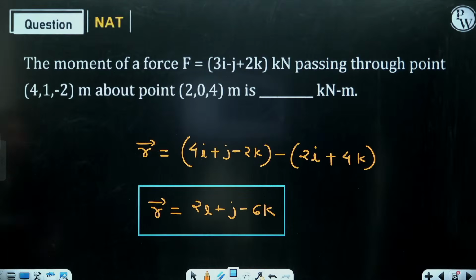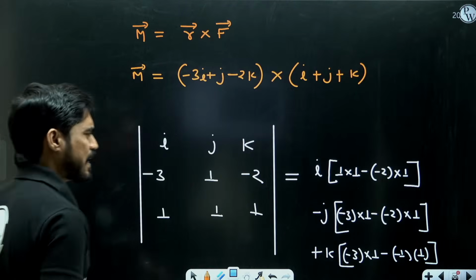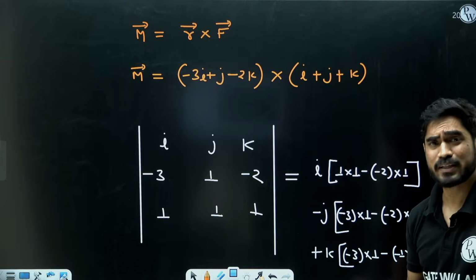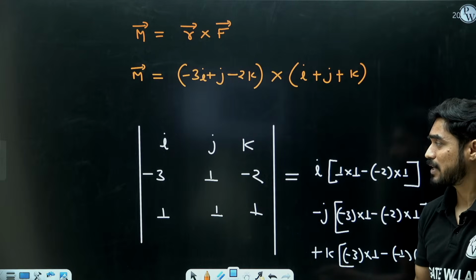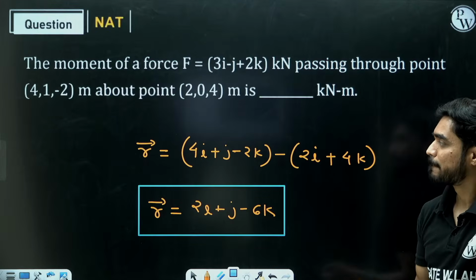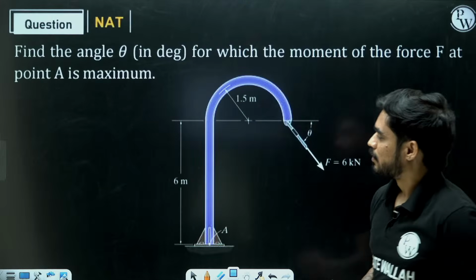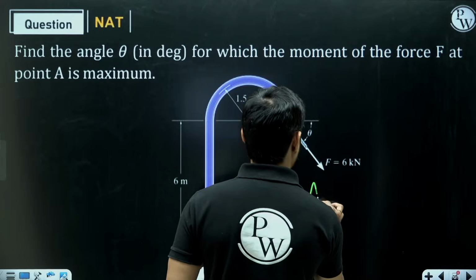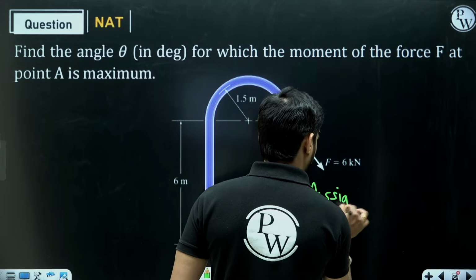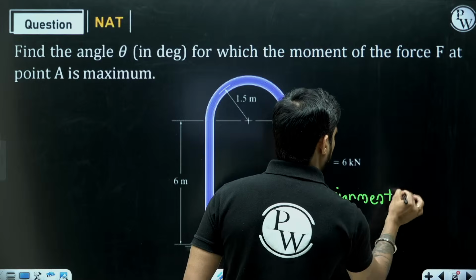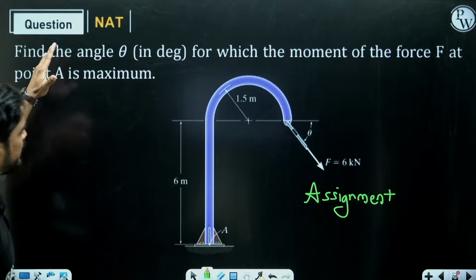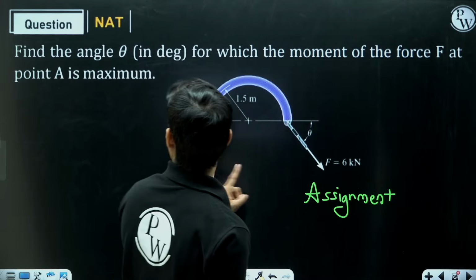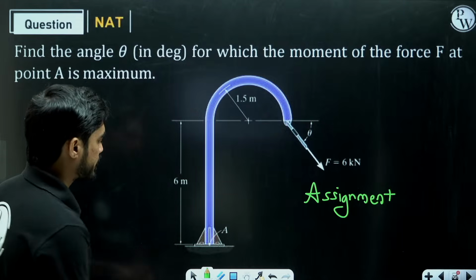So this is the vector formulation of a moment. Okay. So till now we have, I think, not got any question on vector formulation, but sometimes you might get this question. Okay. Now I have a very interesting question as an assignment for you, and this is a challenge for you actually. Find the angle theta for which the moment of the force F at point A is maximum.